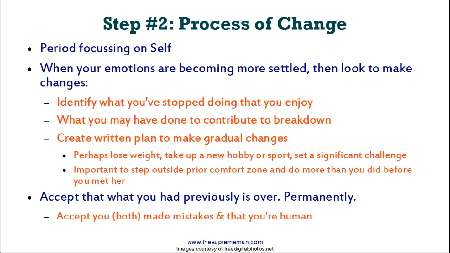Identify what you've stopped doing that you enjoy. So if there were things you were doing before you met her that you stopped doing, well, clearly they were things that she probably found attractive, and then you stopped doing them. So why? Start doing those things again, which mean something to you, that you enjoy, which are important to you. And then at the same time, and this is important, once your emotions are settled, start to look quite rationally at what you might have done to contribute to the breakdown.